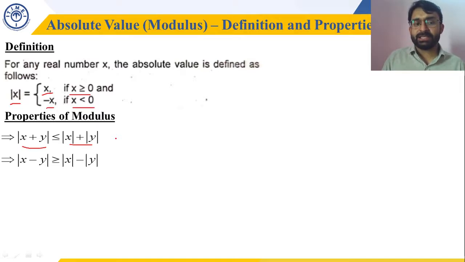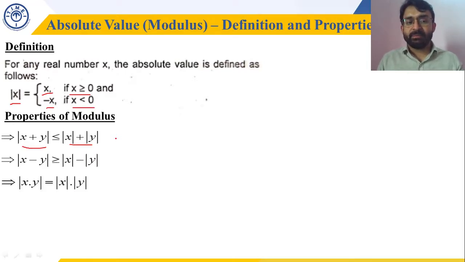Similarly, mod x minus y is greater than or equal to mod x minus mod y. We can take values again and verify it. Fine, this is the second property. Third is mod of x into y. Mod of x into y is equal to mod x into mod y. Fine.